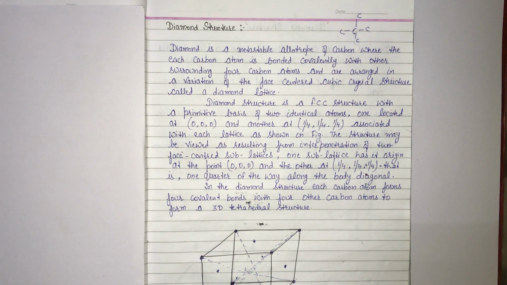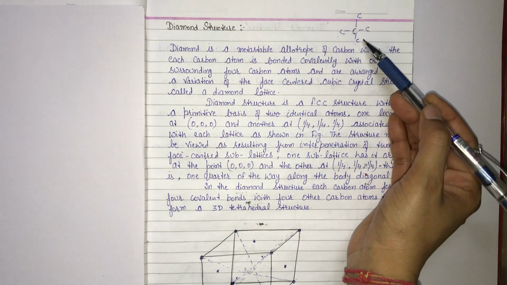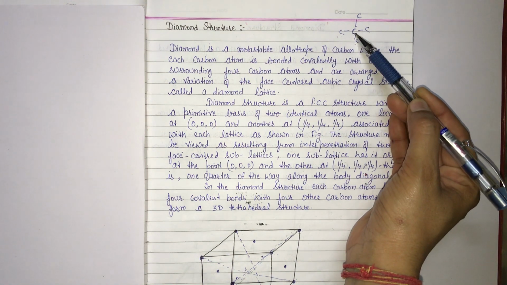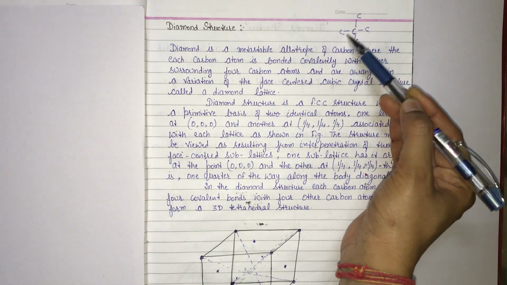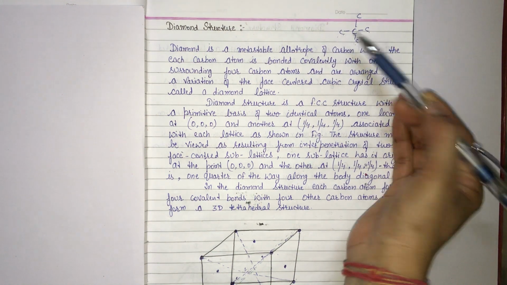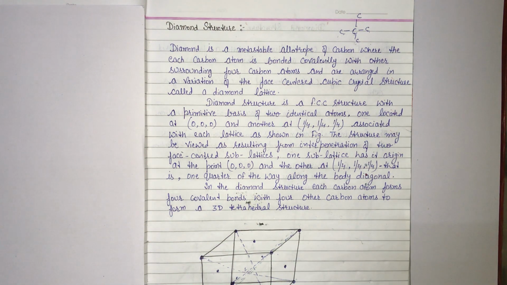Diamond is 100% carbon in which carbon atoms are covalently bonded with the neighboring 4 carbon atoms. In two dimensions you can mark that if this carbon atom is located at this position, then this carbon is further covalently bonded with the 4 neighboring carbon atoms. Today we are going to discuss the structure of this precious diamond crystal.